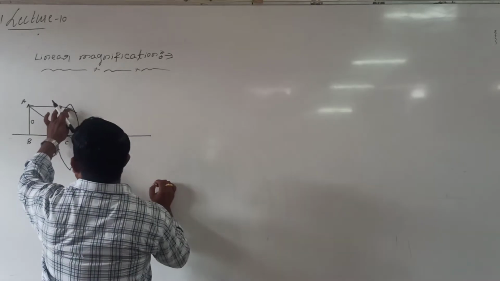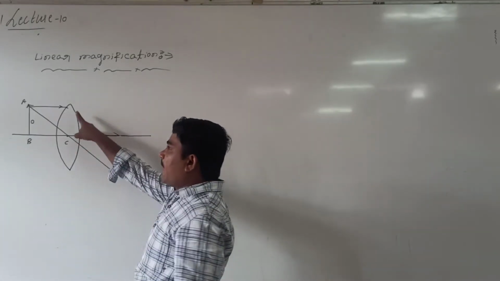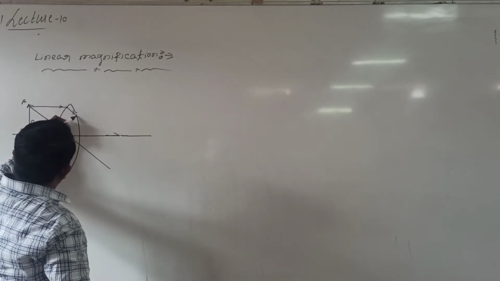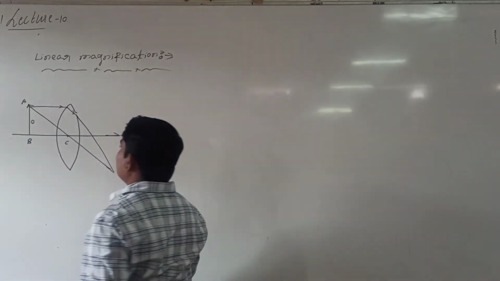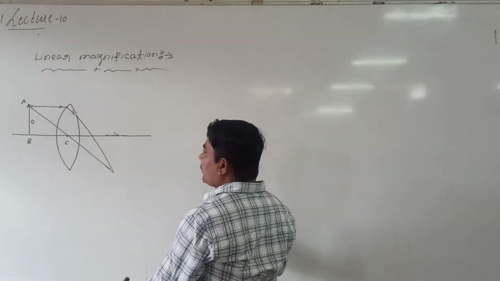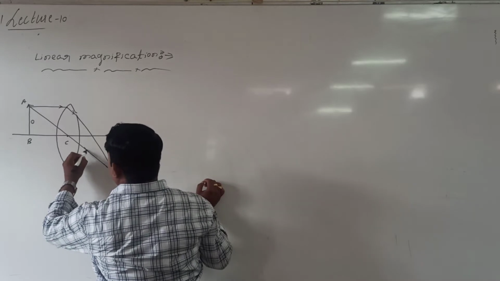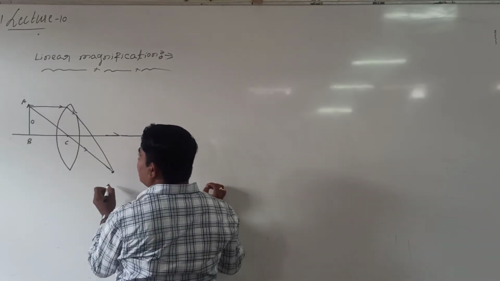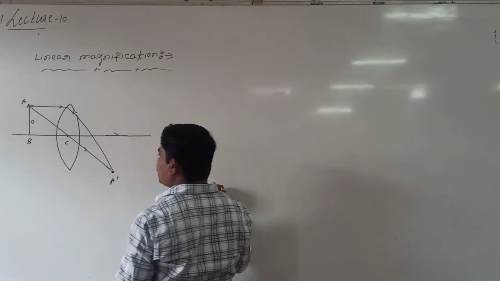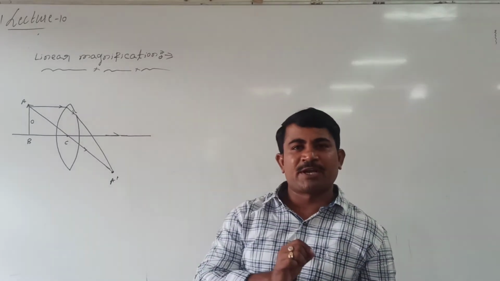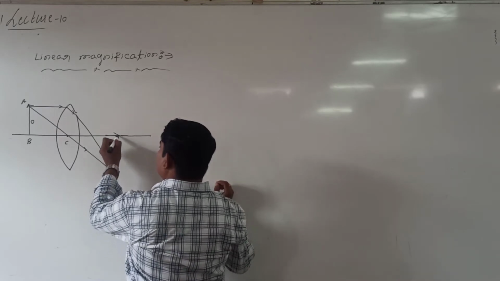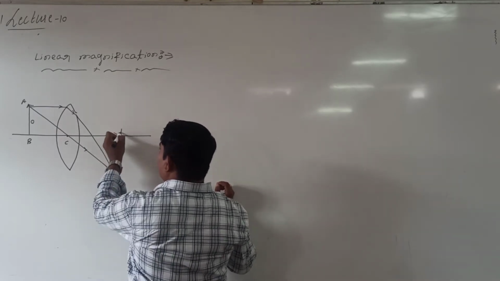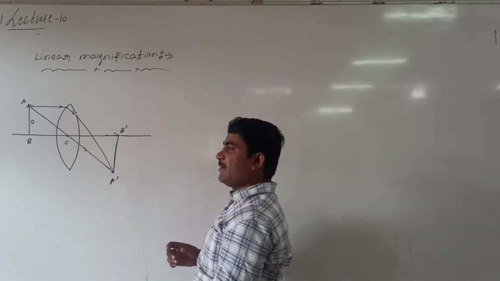Let this ray of light be incident at this point, and after refraction it comes like this. Are you following me? After refraction, both rays meet at this point. This point we call A dash. Then, if we join this line, this becomes the size of the image, where A dash B dash represents the size of the image.